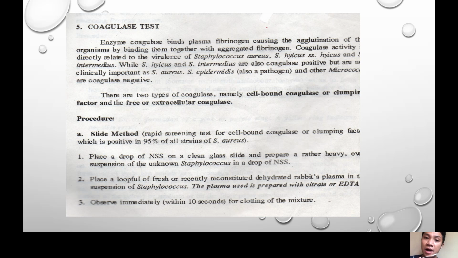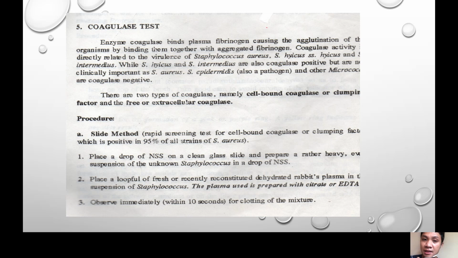Okay, then we have the coagulase test. The coagulase test is based on the principle that your enzyme coagulase converts your fibrinogen to a fibrin clot. There are two forms of coagulase. One is your cell-bound or clumping factor. That one could be performed through the slide method.